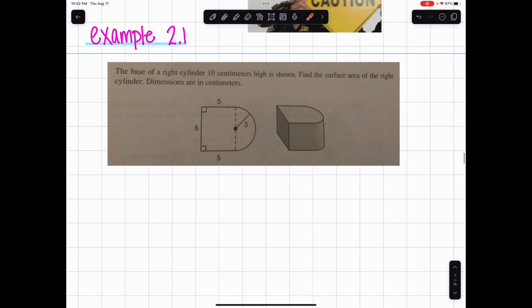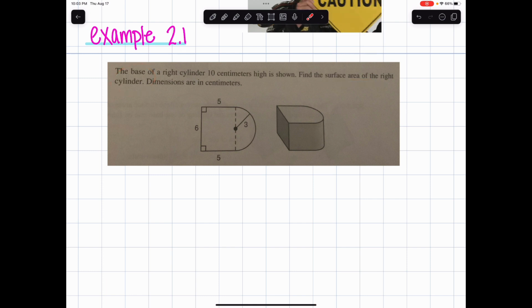So for example, let's do example 2.1. And if you're following along, this is on page 17 of your book. It gives you this shape. This is a funny shaped soup can because it's kind of like an arch or something. Base of a right cylinder, 10 centimeters high. So that's important to know. That's this distance. The height is 10 centimeters. So I'm going to write that down because I know that. Find the surface area of the right cylinder.